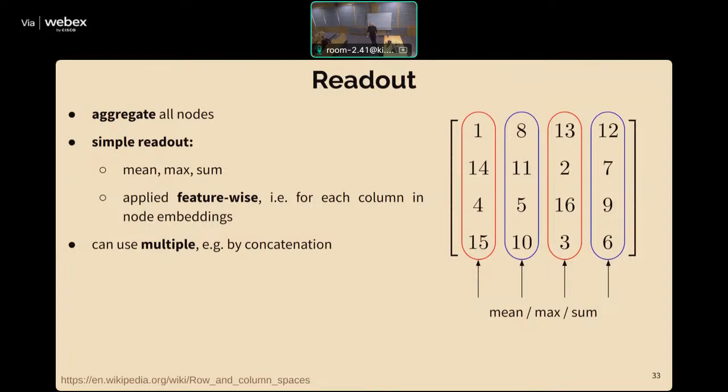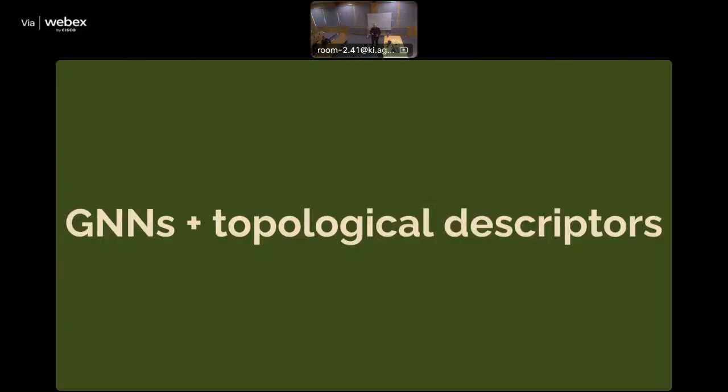But this is the idea. Compute the features for nodes, aggregate them, get the representation of the whole graph. Okay? I hope you understand. This is very similar to topological descriptors, just here this happens more or less automatically when you learn with a neural network. So how to combine this idea with topological descriptors?